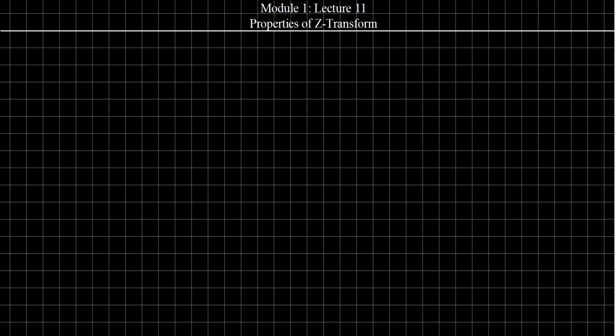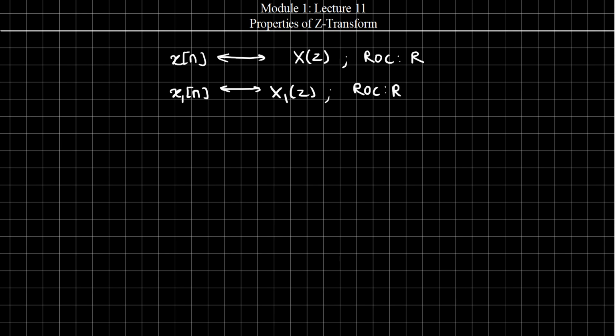But before that, let me list some of the important notations that I would be using while listing those properties. If we have a discrete time signal x of n, then its Z transform will be indicated by X of z and its region of convergence would be R. And if we consider two discrete time signals, the first one will be x1 of n with Z transform X1 of z and region of convergence R1, and the second signal will be x2 of n with Z transform X2 of z and region of convergence R2.